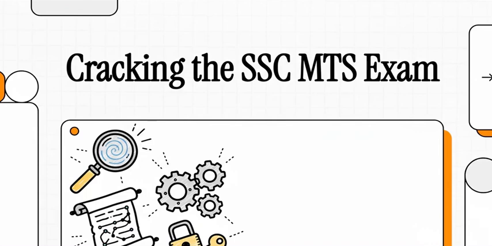If you're prepping for the SSC MTS exam, you know the pressure is absolutely real. So today, we're not just going to look at some old questions. Nope, we're going to crack the code of the February 16th third shift paper. We're looking for the hidden patterns that will help you study smarter, not just harder. Let's get right into it.